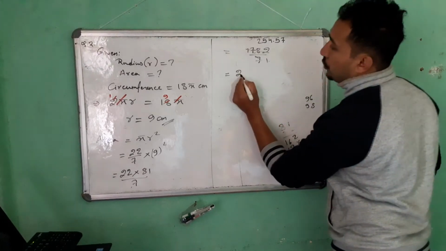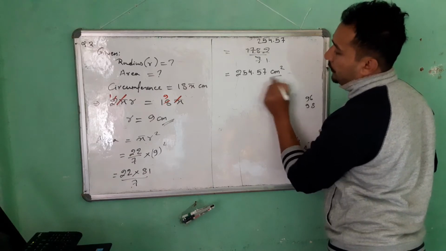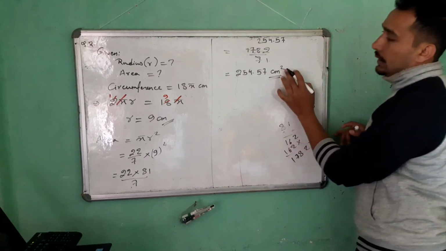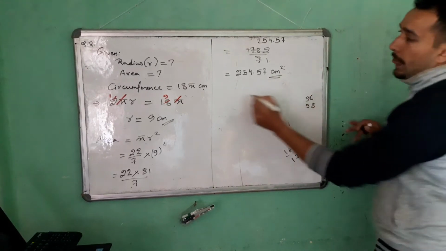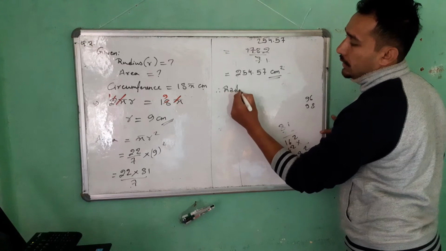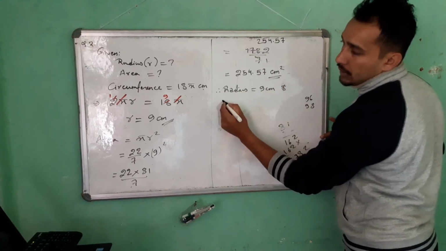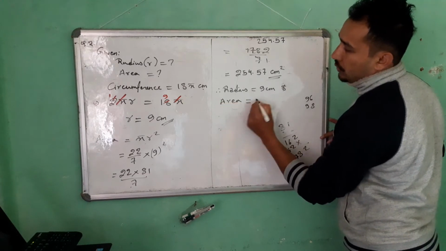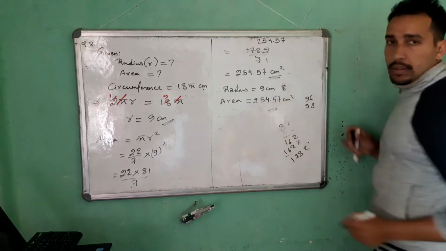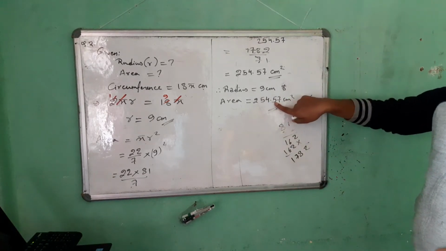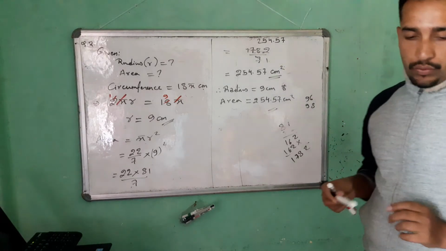So 254.57 centimeter square. The unit of area, you have to put square. Centimeter is already given, so you have to put square. Therefore radius is equal to 9 centimeter and area is equal to 254.57 centimeter square. This is the approximate answer. Otherwise you can leave it, or you can write it in mixed fraction also, no problem.